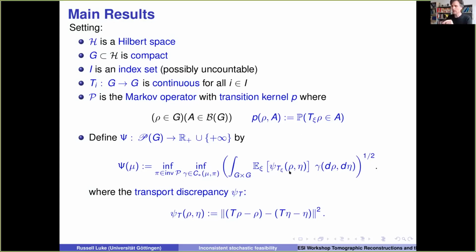Xi is coming from this index set I, and I'm looking at the infimum over all optimal couplings between, these are measures now, mu and pi. Pi is a specific measure; it can only come from the set of invariant measures of the Markov operator script p. So I'm computing this expectation, taking the square root of that, and that's what I'm going to call my transport discrepancy in the space of measures. And this is what I'm going to use to describe the regularity that I need of the Markov operator to conclude things like convergence and rates.